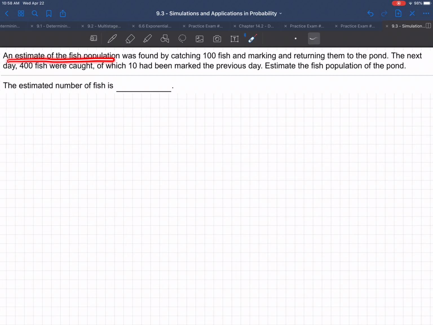An estimate of the fish population was found by catching 100 fish and marking and returning them to the pond. The next day, 400 fish were caught, of which 10 had been marked the previous day. Estimate the fish population of the pond.